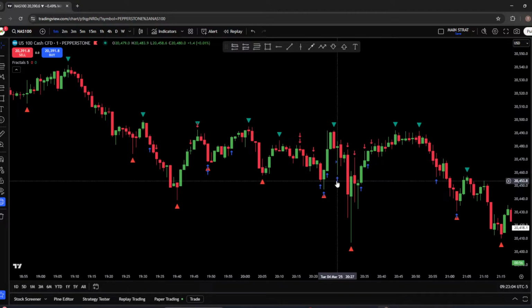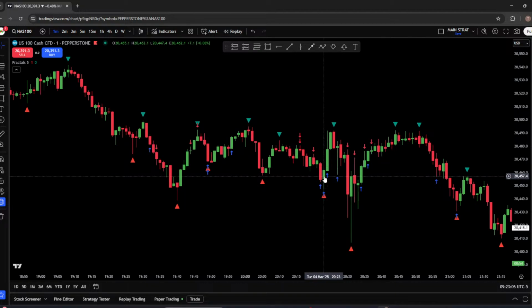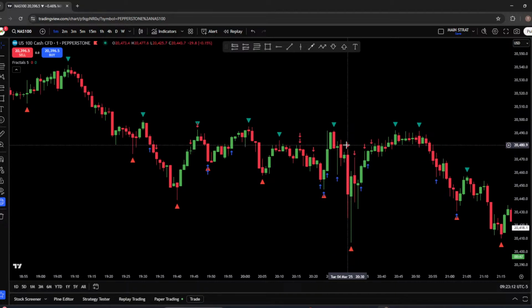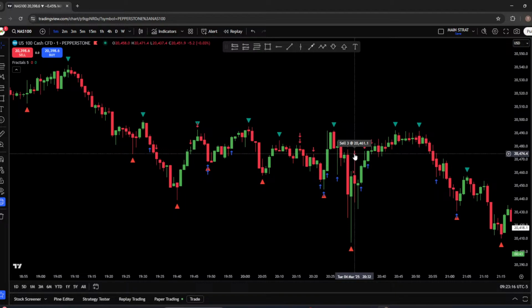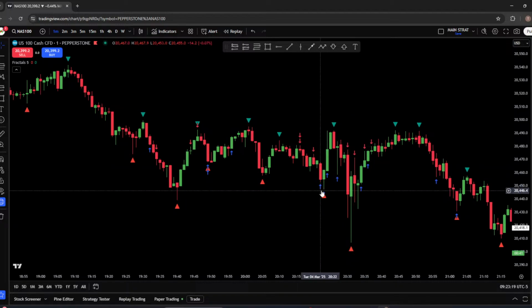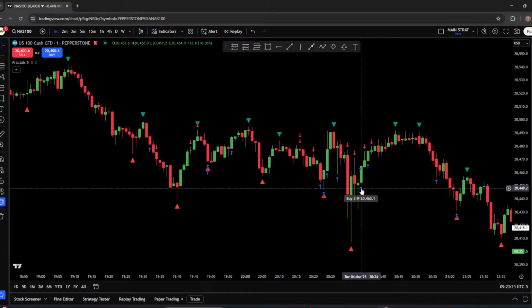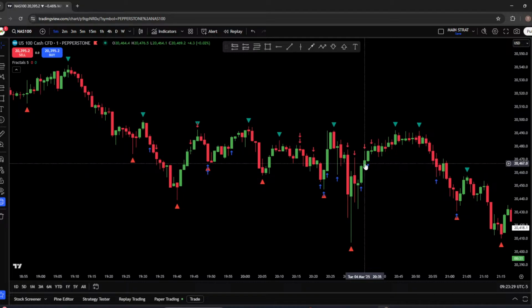We broke, then I bought one here, or bought three here. Stopped me out with this candle. And then I took a sell, I think, because we broke structure down. I took a sell here. And then I basically broke even on this one. And then I took a buy.